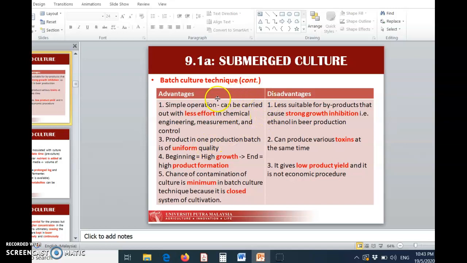Okay, so you can read by yourself the advantages and disadvantages of this fermentation.